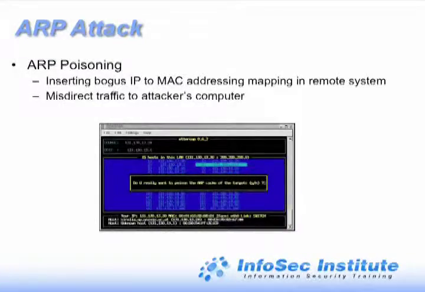And when it comes down to ARP poisoning or ARP attacks, basically you're trying to fool the switch into saying that your IP address or your system is the other system. So therefore, all traffic should no longer go to that IP. It should go to your IP.